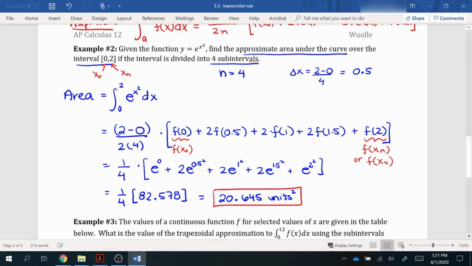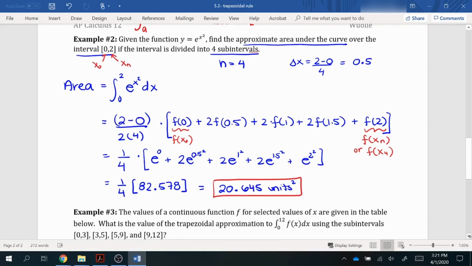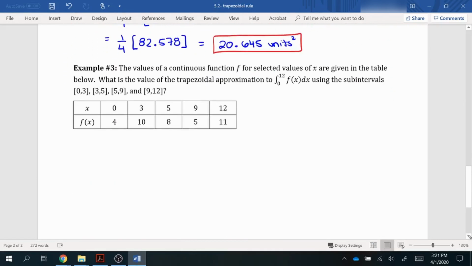Okay. I know the question didn't say trapezoidal rule, but on your AP it will tell you if you had to use it. For example, like this one. The values of a continuous function are selected. What is the value of this integral using these specific subintervals and trapezoidal approximation? So the difference here is that your delta x is changing for every single trapezoid that you have. And what that means is that we're going to have to do all of our trapezoids individually. So we need the area of a trapezoid. So this is something you're going to want to make sure you know for your AP exam.